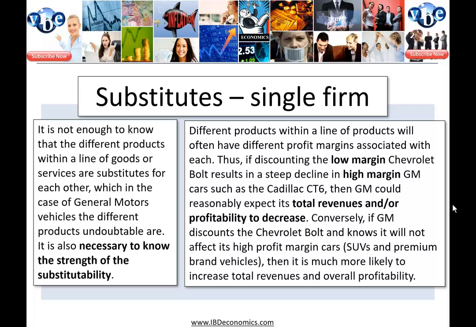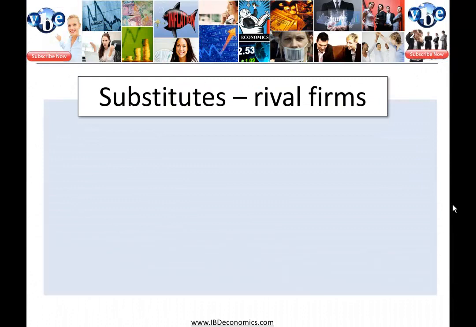So if we're discounting the low margin Chevy Bolt, and this results in a steep decline in high margin GM cars such as the Cadillac, then General Motors could reasonably expect its total revenues and/or its profitability to decrease. On the other hand, if GM discounts the Chevy Bolt and knows it will not affect its high profit margin cars, say its SUVs and premium brand vehicles, then it's much more likely to increase total revenues and overall profitability. So very important for a single firm that has different products that may be substitutes for each other.